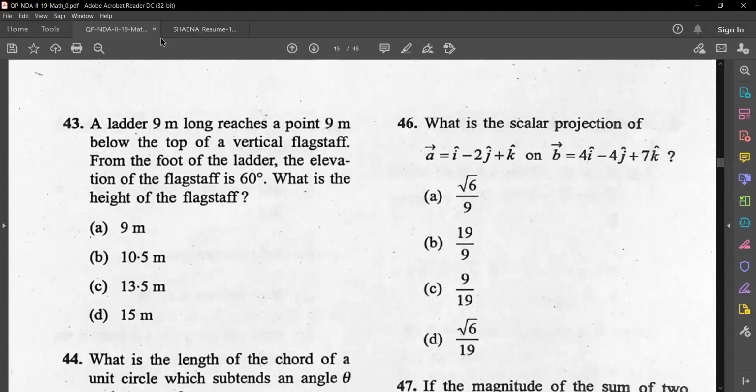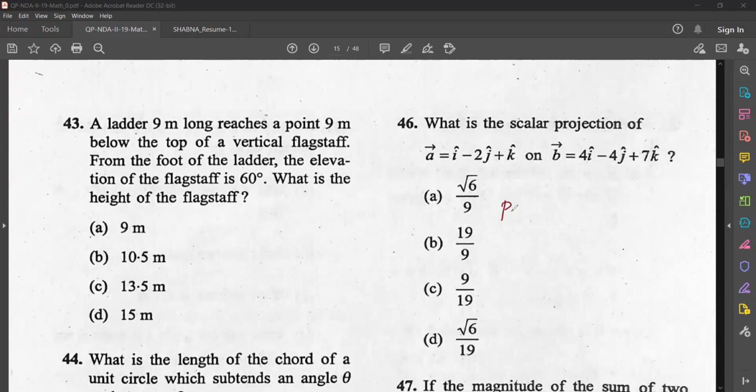What is the scalar projection of A on B? Scalar projection of A vector on B vector. Okay, what is the projection formula? If you don't know, please write it down. The scalar projection of A vector on B vector is A dot B cap.